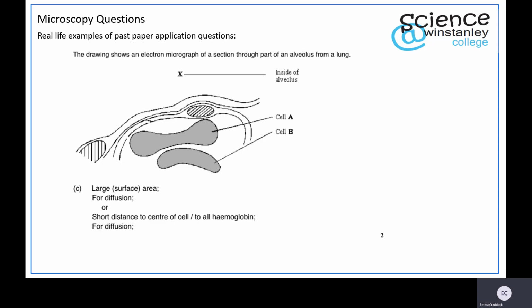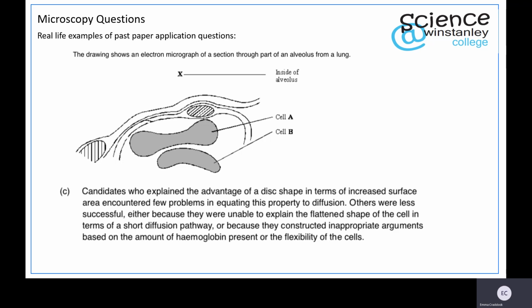So it's because a biconcave disc has a much larger surface area than a sphere. Now, to get the second mark, you must have linked this to diffusion or said there's a short diffusion distance. So large surface area, always link that to diffusion. Don't put one on its own, because otherwise you won't get that second mark. So it said candidates actually did this really well. So if you could explain surface area, you can link that to diffusion. So make sure you are able to do that.